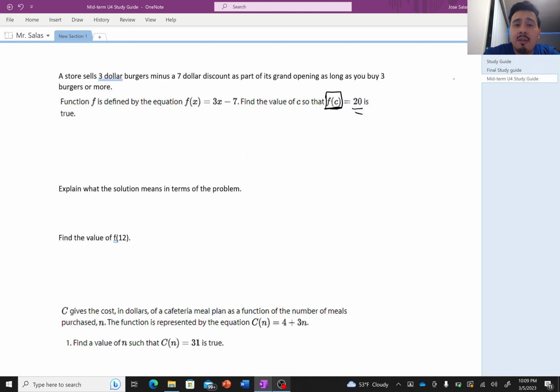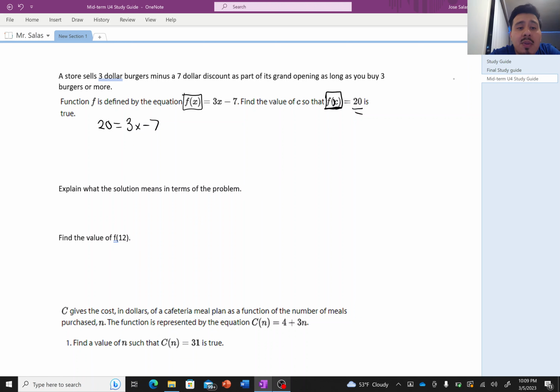So I see an f of x right here. Ooh, I just noticed that. That's a typo. Somebody messed up. Whoops. So let's just make that an x as well. Sorry about that. So wherever I see f of x is equal to 20, the f of x is going to get replaced with this 20. So I'm going to write this down as 20 is equal to 3x minus 7. Now I can just solve for this algebraically and figure out my x value.